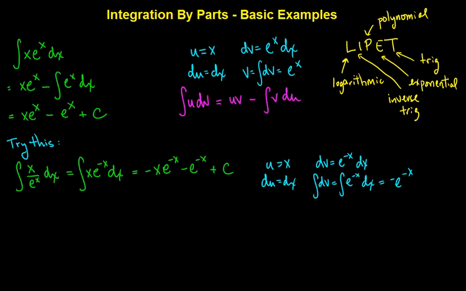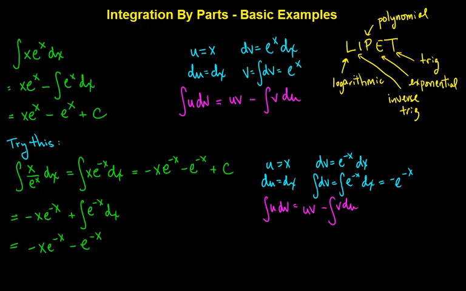And recall our formula. Integral of u dv, which is the integral of x times e to the negative x dx, is equal to uv minus integral v du. Now we'll put that all together. uv is x times negative e to the negative x, or negative x e to the negative x, minus the integral of e to the negative x dx. Actually, that should be minus the integral of negative e to the negative x dx. So we bring out the negative and it becomes plus integral e to the negative x dx. We end up with negative x e to the negative x minus e to the negative x plus c. And that does it.